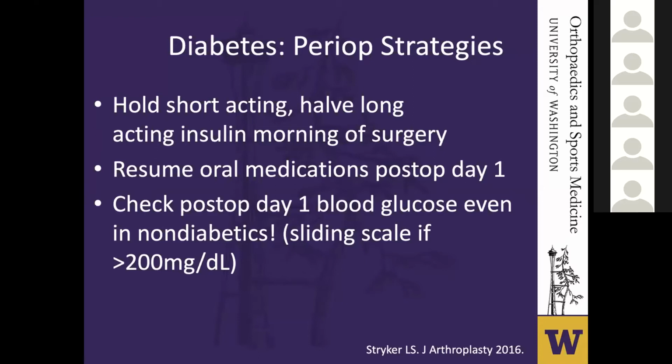We should check post-operative day 1 blood glucose, even in non-diabetics, and initiate sliding scale insulin if it's over 200 milligrams per deciliter, because that, as I mentioned before, can decrease risk for complications associated with hyperglycemia, even in patients who had not previously been diagnosed with diabetes.